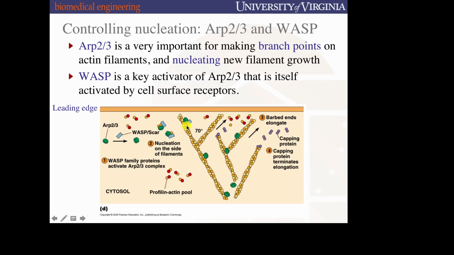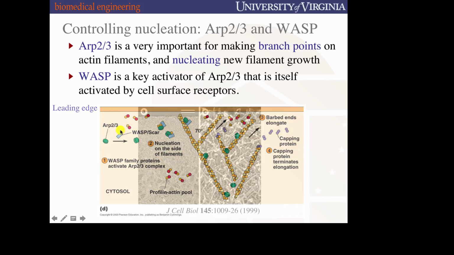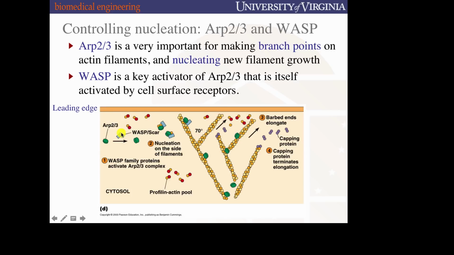And so through the actions of ARP23 and WASP, which facilitates the recruitment of profilin actin complexes to a nucleating actin assembly. So not only is it nucleating fibrillar assembly, as you can see here in this example, ARP23 is associating with a preformed actin filament, and as a consequence can nucleate branching points, basically a web-like network structure of actin filaments.